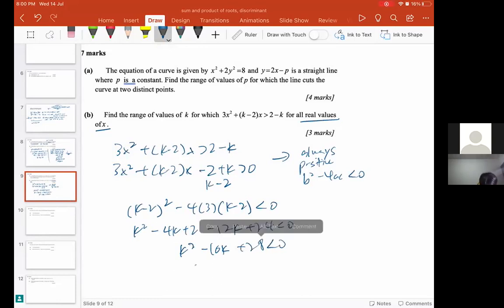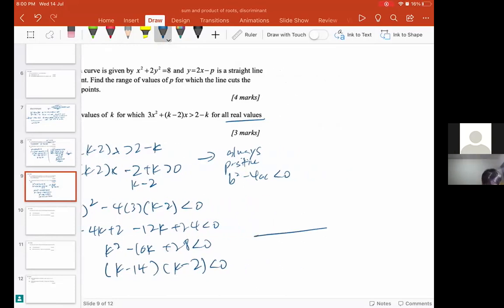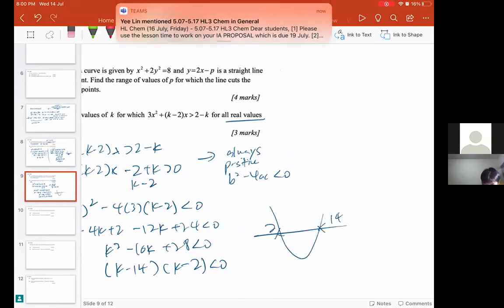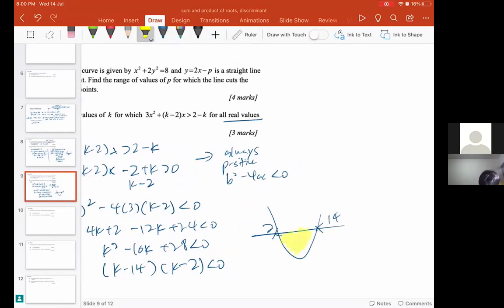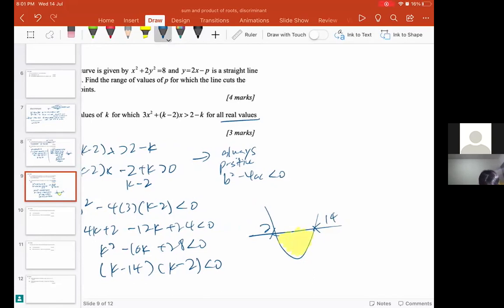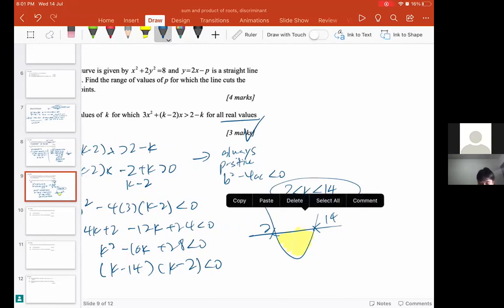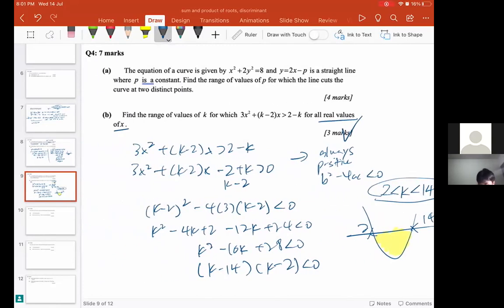We factorize this to get k minus 14 and k minus 2 is less than 0. Once again, we look back at the behavior of our quadratic curve. If the solutions are 2 and 14 and they want less than, we have to highlight this part, and that's the area we want, which is k between 2 and 14. This is our final answer. It's 3 marks. Once again, we're seeing how we must read the question very carefully to see what kind of inequality we want to use.